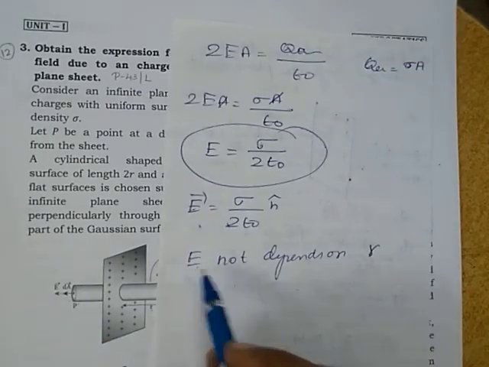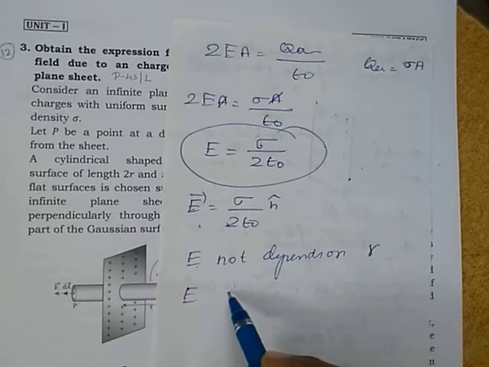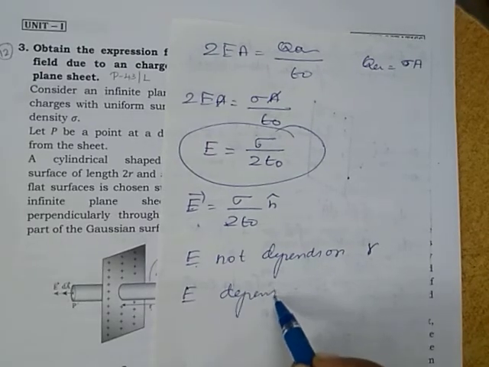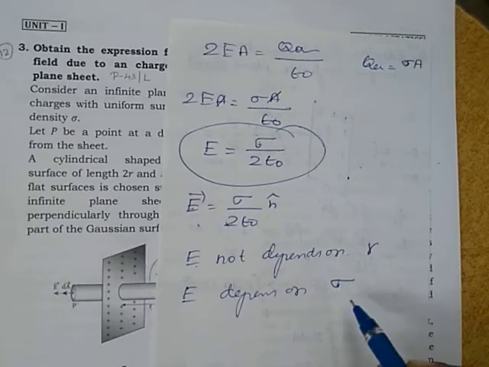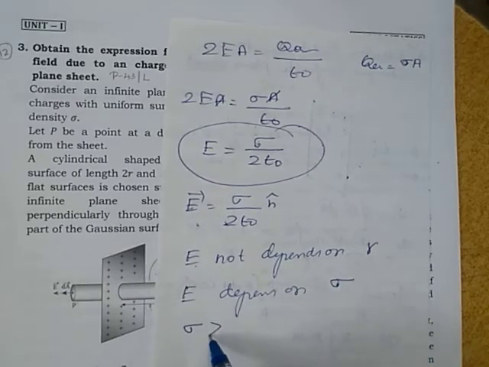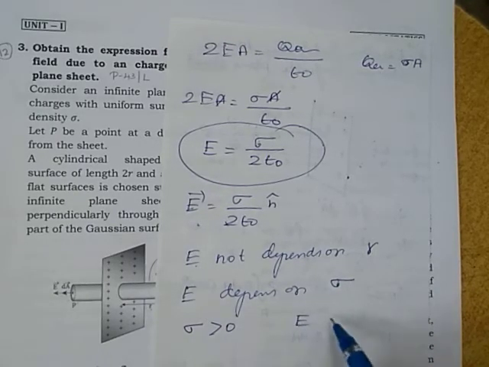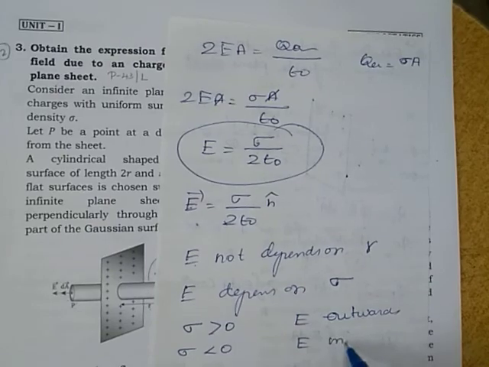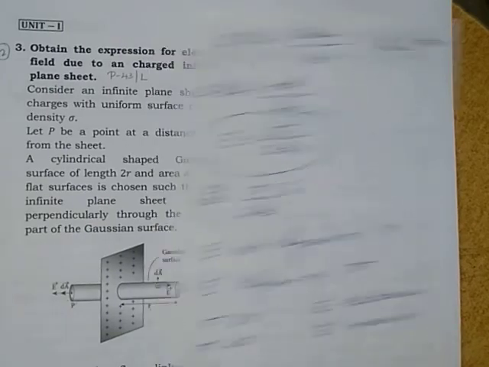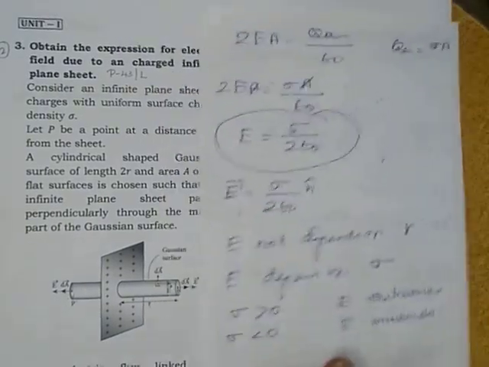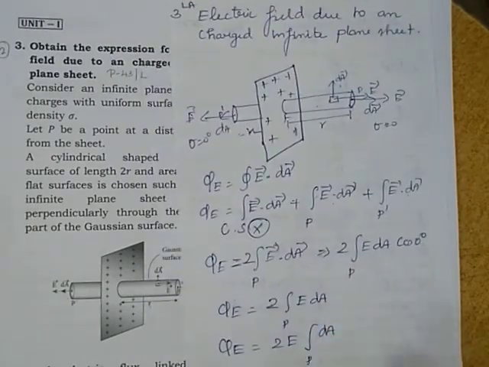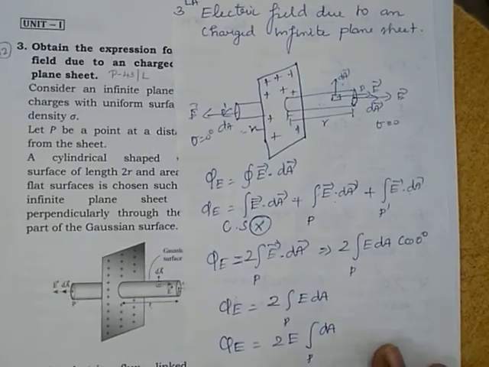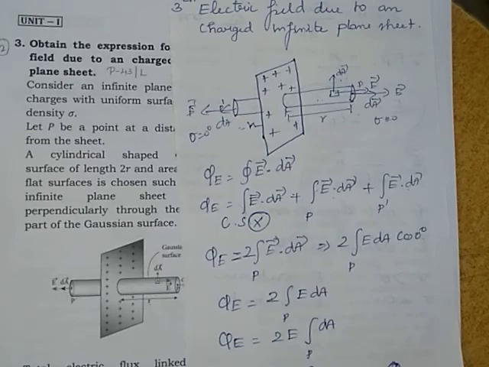Here this electric field depends only on surface charge density sigma. Suppose sigma is greater than 0, then the electric field is outwards. If sigma is less than 0, then the electric field is inwards. Okay, these are the important points you have to remember to answer this question. You have to write in this format alone. Okay, thank you.